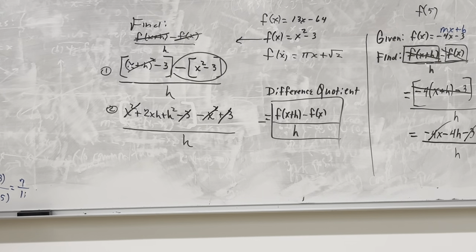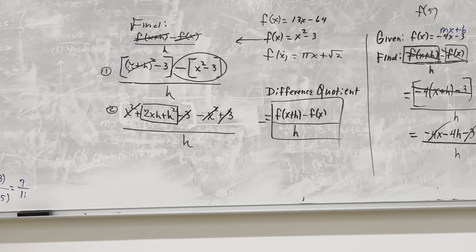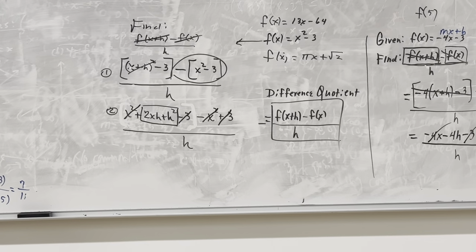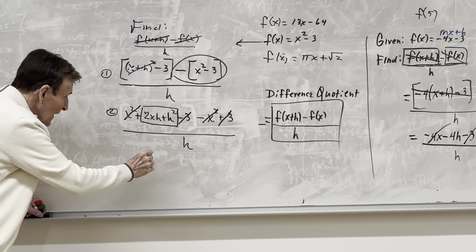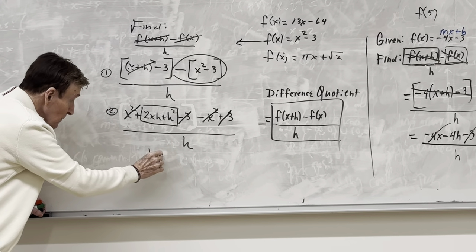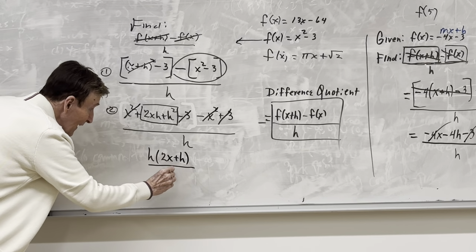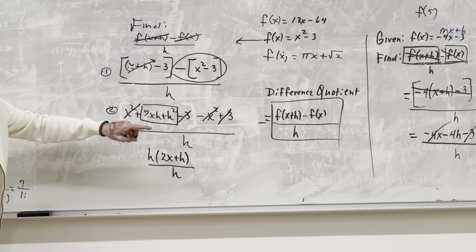All I'm left with are these two terms. Does anyone see anything from algebra I could do with those two terms that might help me? Divide by 2? No. Factor out an H? Yes. Do both remaining terms contain an H? Yes. Could I take H out? If I take an H out of those two terms, do I have 2x plus h left over, still over h? I just pulled an h out. Is that true from algebra?